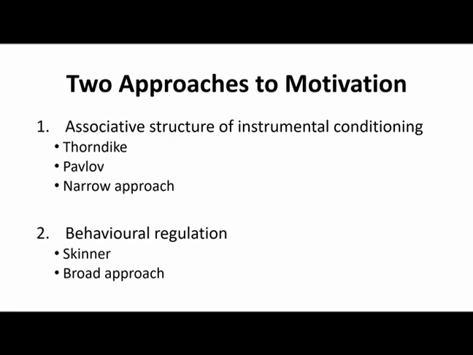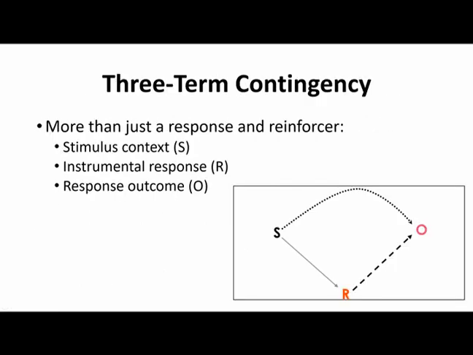This is a lot less applicable to big picture or real world applications. That's where our second set of theories comes into play. And so we'll talk about that second one in the next lecture. But to get us started, we're going to talk about the three-term contingency. And this three-term contingency isn't actually specific to either of the two approaches that we're going to be talking about in this chapter. This kind of applies for both.